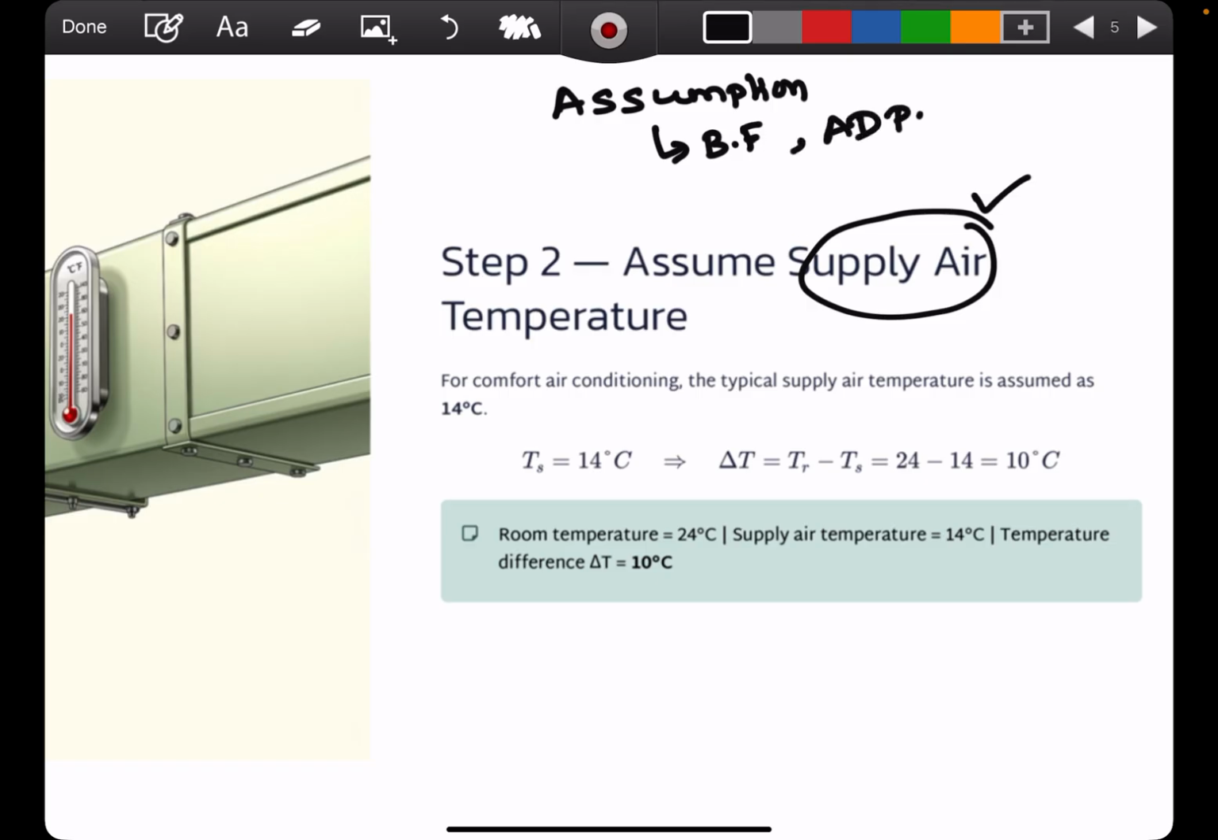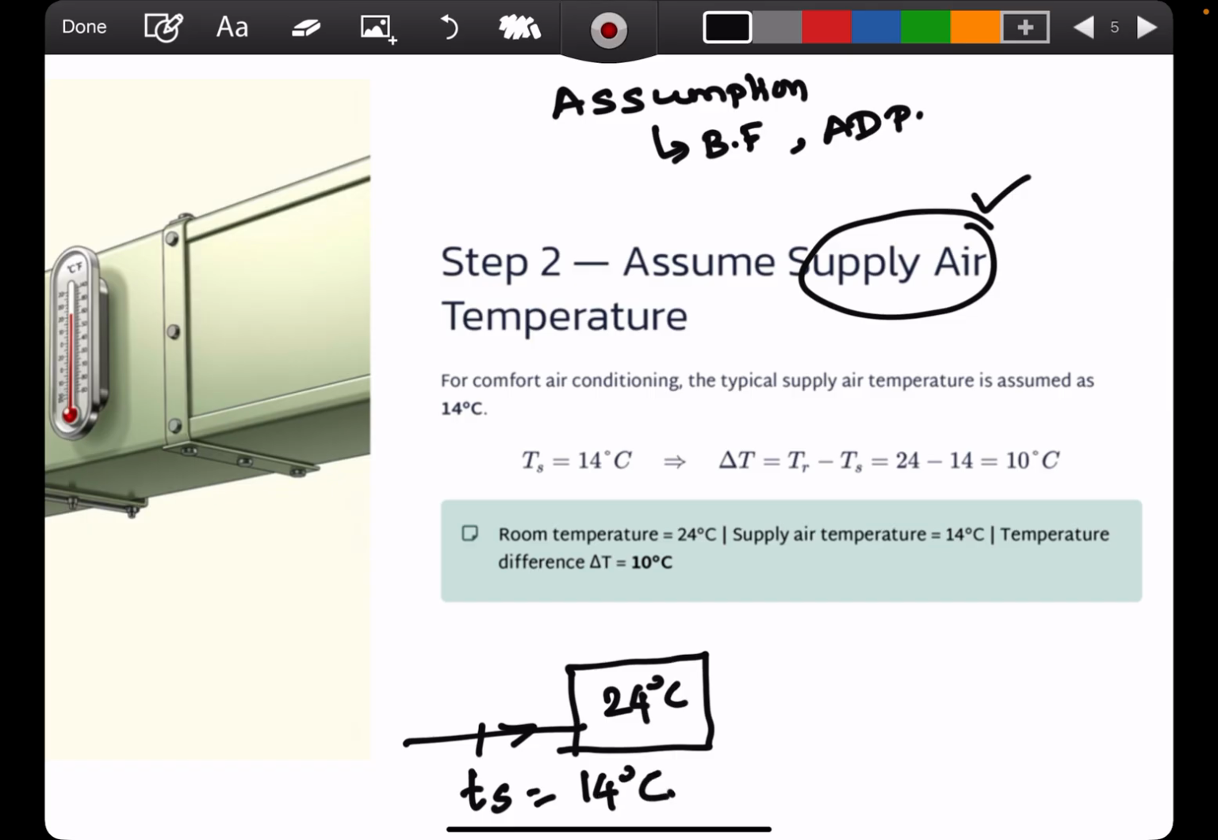So what we will do is that, because we want to maintain the room at 24 degrees centigrade, we can think of some temperature which would give you sufficient delta T. So let us say that supply temperature is 14 degree centigrade. The other way of doing it is you can find the ADP, that we will do in the next problem.